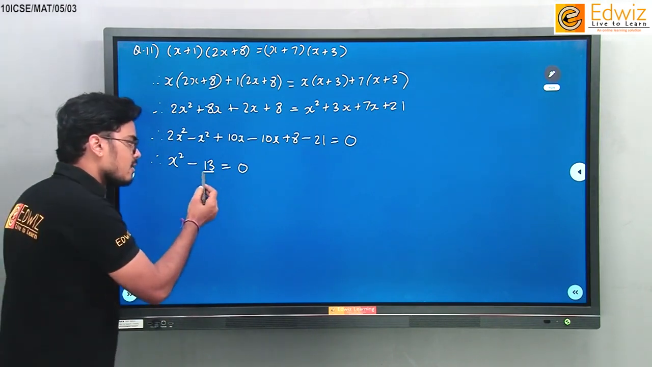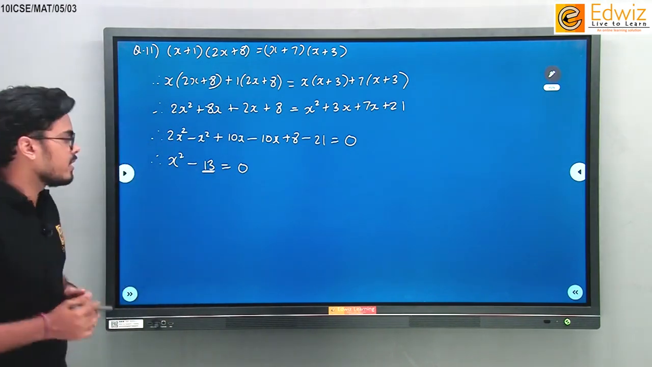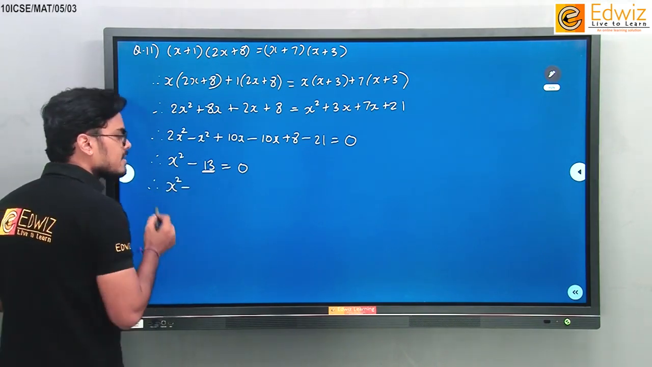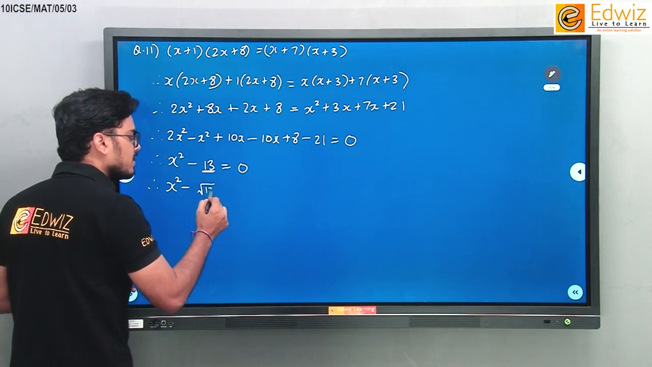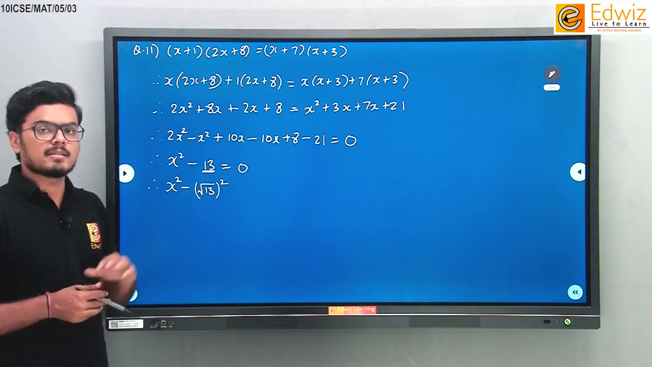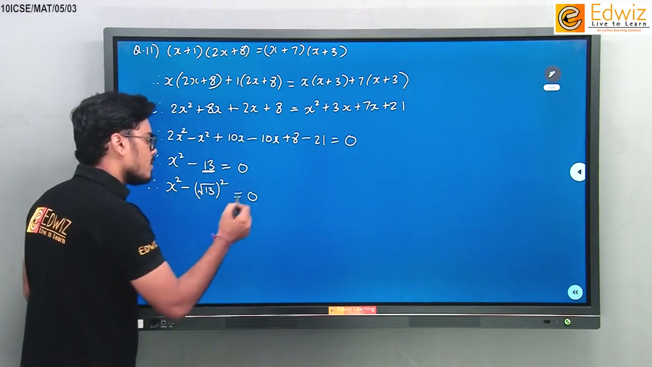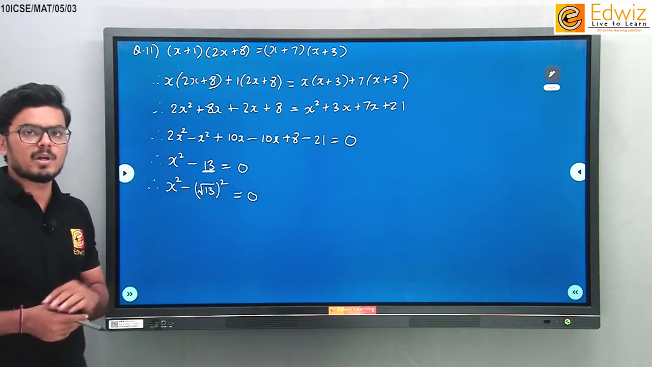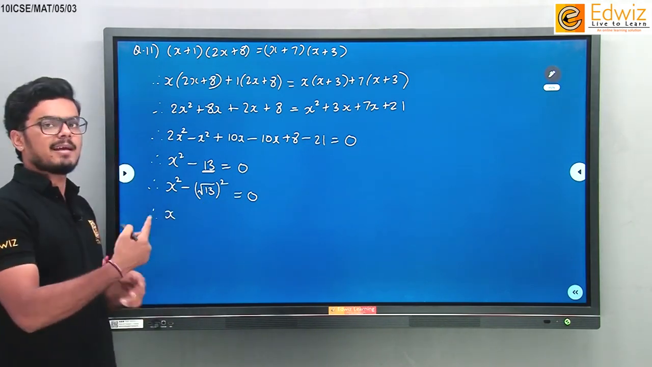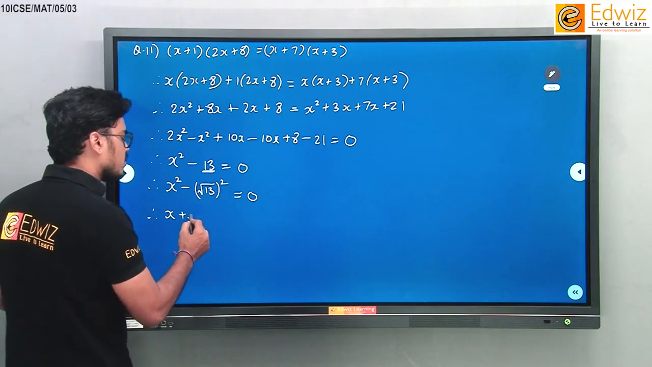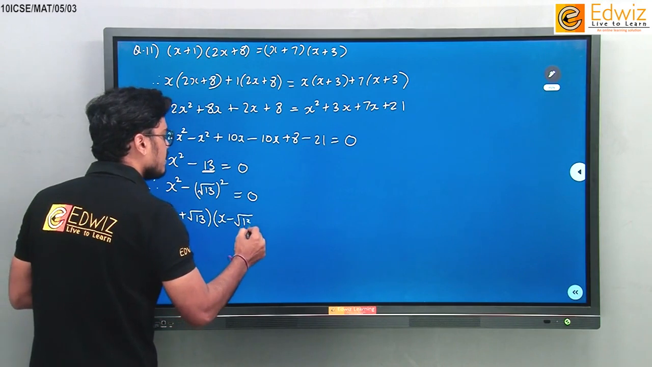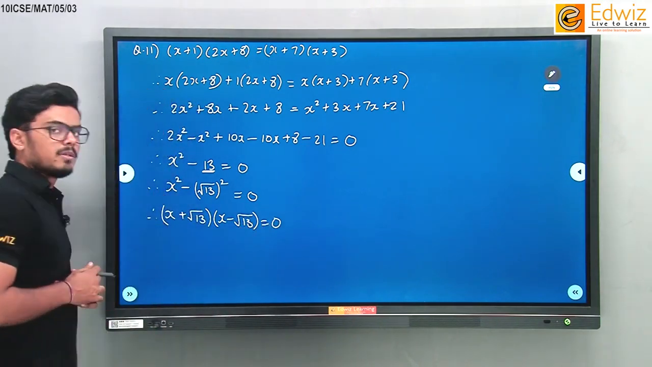But this 13 is not a perfect square. So what can we do here? We can simply write this as x square minus square root of 13 square. 13 is nothing but root 13 square, equal to 0. So we have the a square minus b square formula here. All you need to do is factorize this by using a plus b, a minus b. So x plus root 13 in one bracket and x minus root 13 in the other bracket equal to 0.